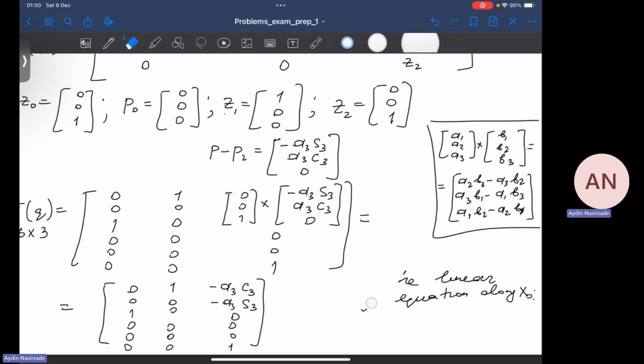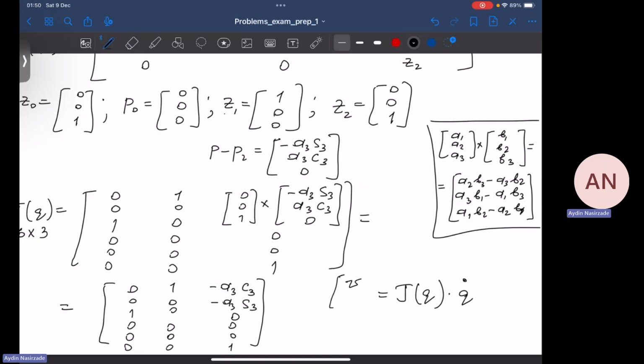Now, to answer this question, you have to understand what the Jacobian matrix is. What is the purpose? What is the definition? What is the physical meaning of the Jacobian matrix? The Jacobian matrix basically relates the joint velocities to the linear velocity and angular velocity of the end effector. Okay. Now, this is what the Jacobian matrix does. This is the physical meaning behind it.